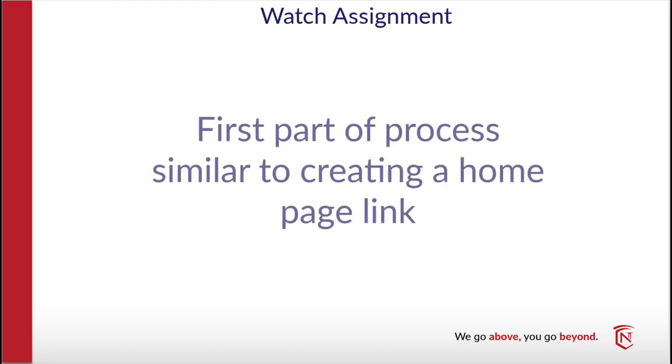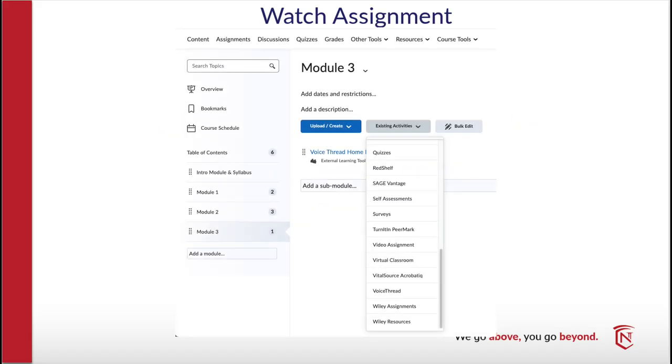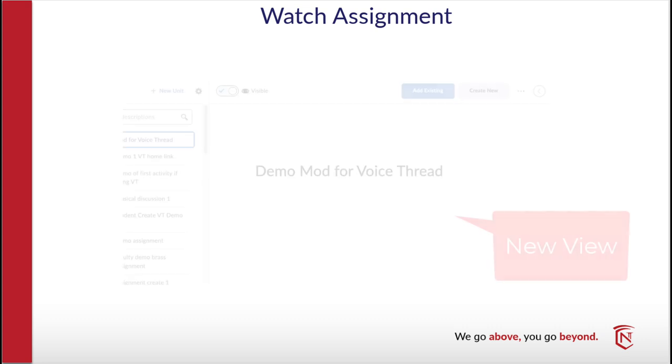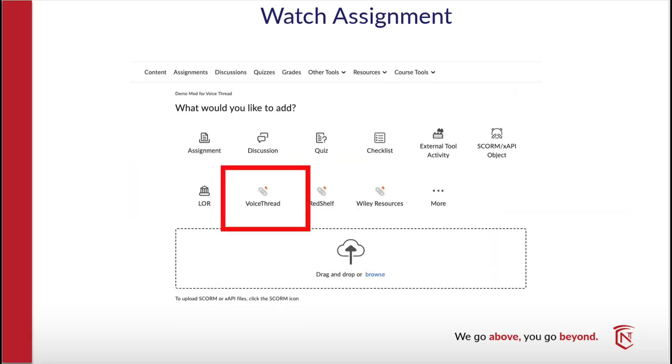For our first example, we will walk through a watch assignment. The first part of the process is like what you did to create your homepage link. First, go to the module that you'll be posting the VoiceThread assignment in. If you are in the old view of D2L, choose Existing Activities, and in the drop-down menu, scroll to the bottom and select VoiceThread. If you are using the new view of D2L, choose Add Existing, and then look for the VoiceThread icon and select it.